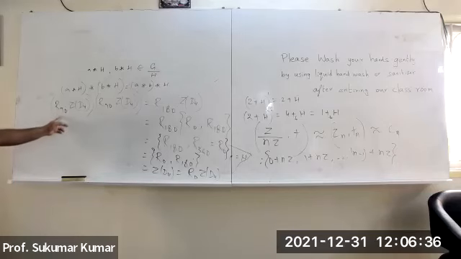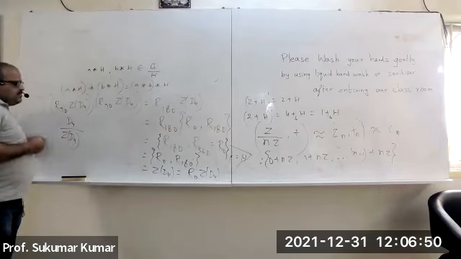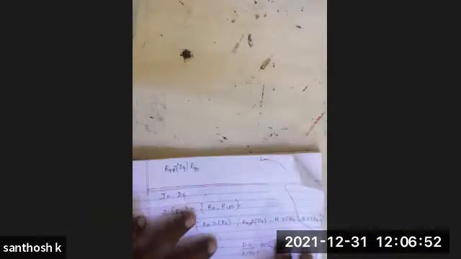So the order of R90 in D4 is a 4-order element. R90 to the power 4 gives identity. But this is a quotient group element, D4 by the center of D4. So this is a 2-order element.